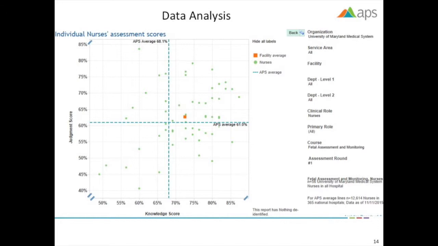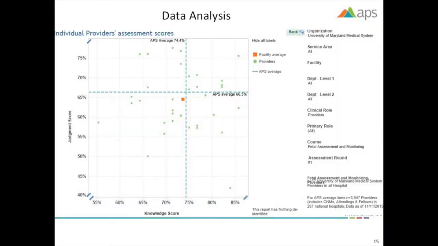And then you'll see on the horizontal line is the APS average for knowledge, and then on the vertical line, the APS average for judgment. So you can see where nurses in your organization fell relative to the other hospitals. So it's kind of a benchmarking. Then you get to take a deeper look at this data.